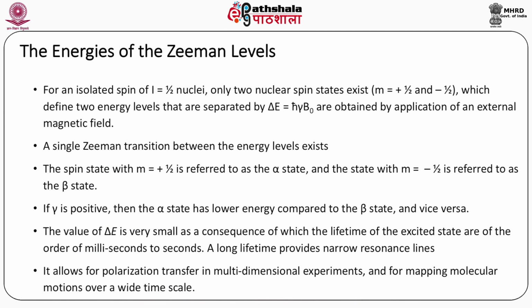The energies of the Zeeman levels. For an isolated spin of I = 1/2 nuclei, only two nuclear spin states exist, m = +1/2 and -1/2, which define two energy levels that are separated by ΔE = ħγB0. These levels are obtained by application of an external magnetic field. A single Zeeman transition between the energy levels exists. The spin state with m = +1/2 is referred to as the alpha state, and the state with m = -1/2 is referred to as the beta state. If γ is positive, then the alpha state has lower energy compared to the beta state, and vice versa.